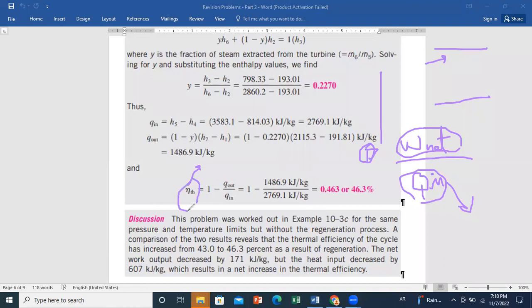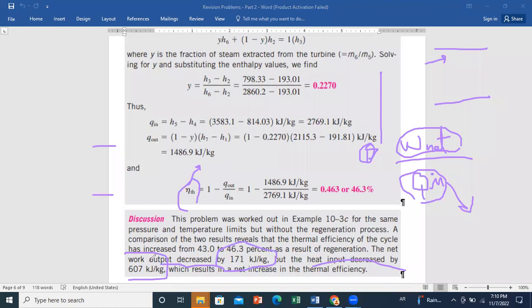So if you do a small comparison, if you repeat the same problem for a conventional Rankine working between P minimum and P max, you will get the following. The net work output is decreased by 171 kilojoule per kilogram. However, on the other hand, the heat input is decreased by 607 kilojoule per kilogram.